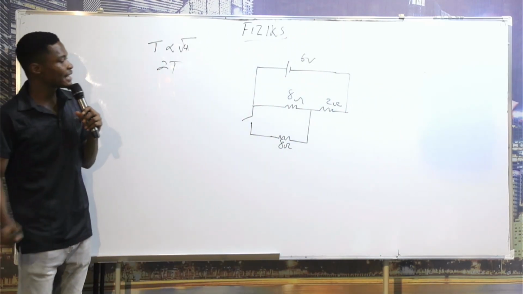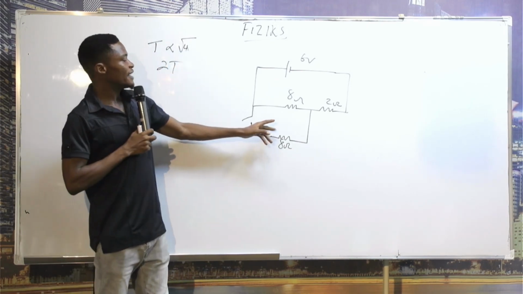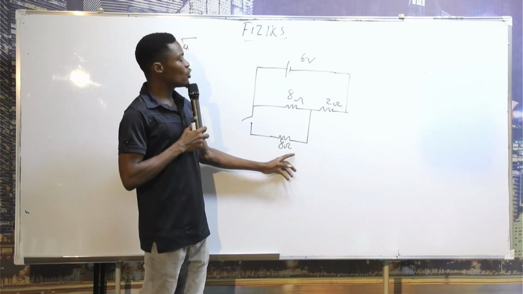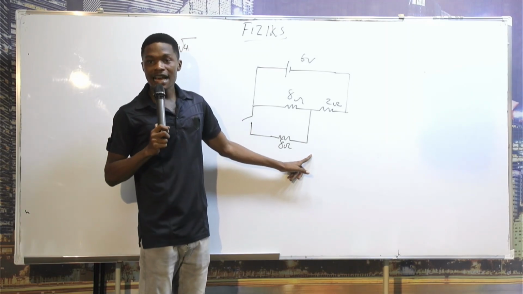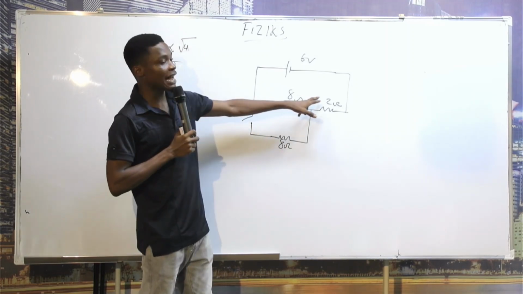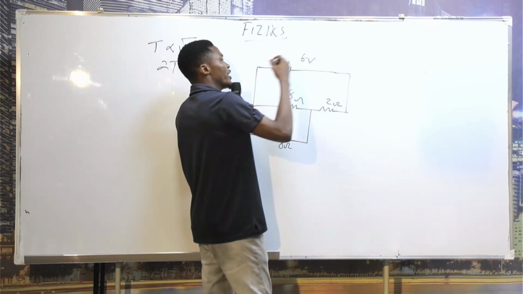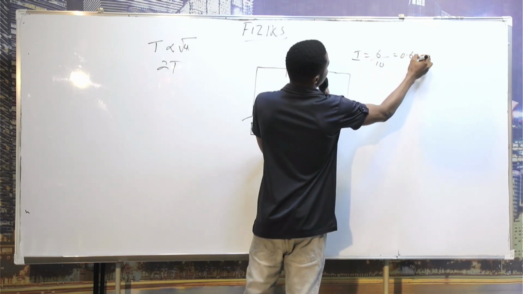Now, class, in this circuit, remember they are looking for the effect of closing the key. So, first of all, let's assume that the key is still open. If the key is still open, it means that this 8 ohm here will not work. So the only thing working is 8 and 2. 8 series 2 is how many? 10. So what will be the current in the circuit? 6 over 10, which is 0.6 ampere.